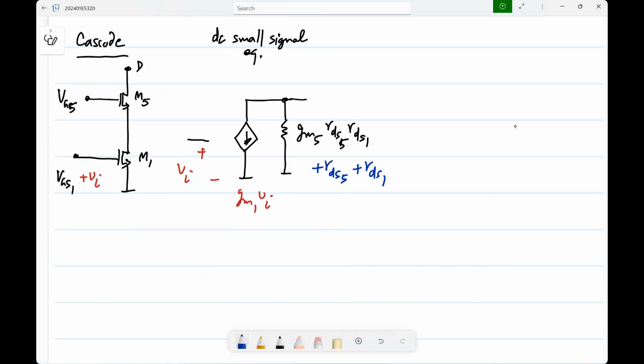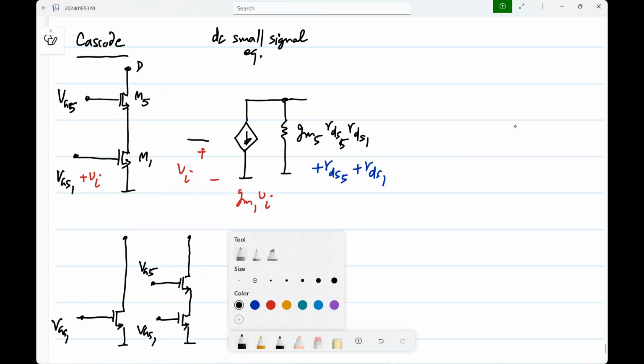So now let's look at these two cases, right? I had only M1, and I have this M1 and M5 combination. Okay. So now here I will apply VGS1. So the operating points are the VG5, sorry, not VGS5, VG5. Okay. I will apply an increment to both cases.